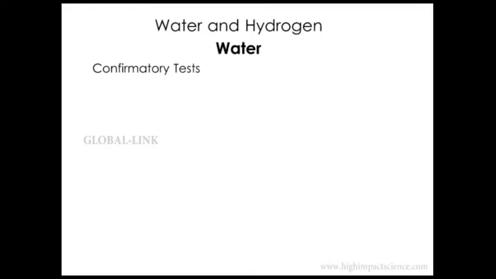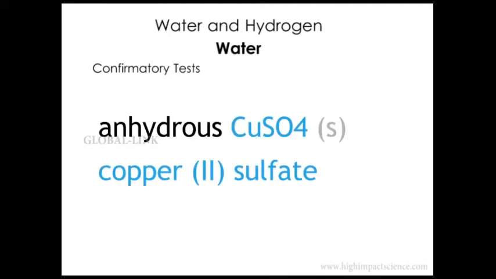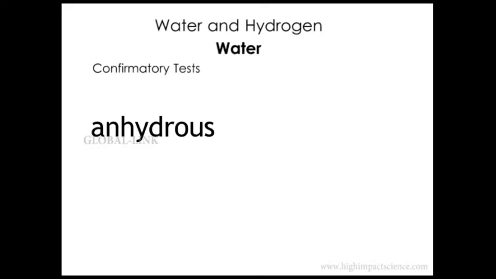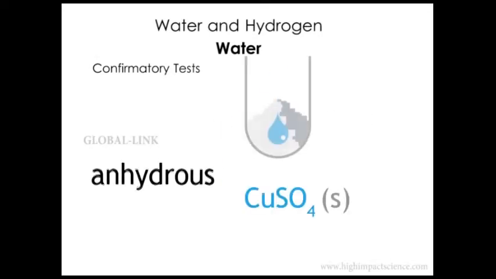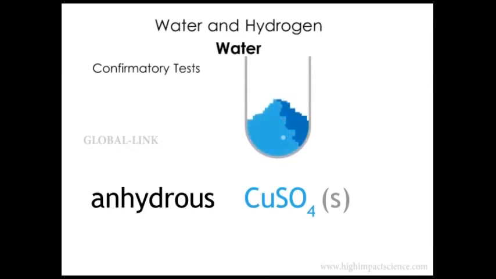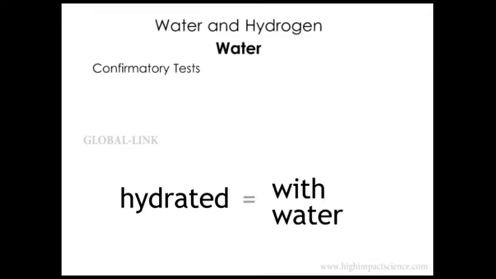The first method involves the use of anhydrous copper 2 sulfate, which is a white solid. The term anhydrous means without water. In the presence of water, it becomes hydrated copper 2 sulfate, which is blue in color. Hydrated means with water.